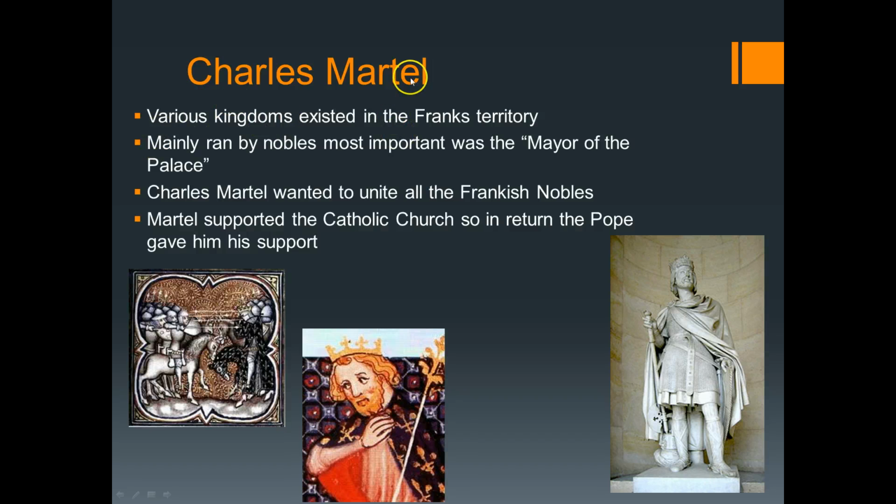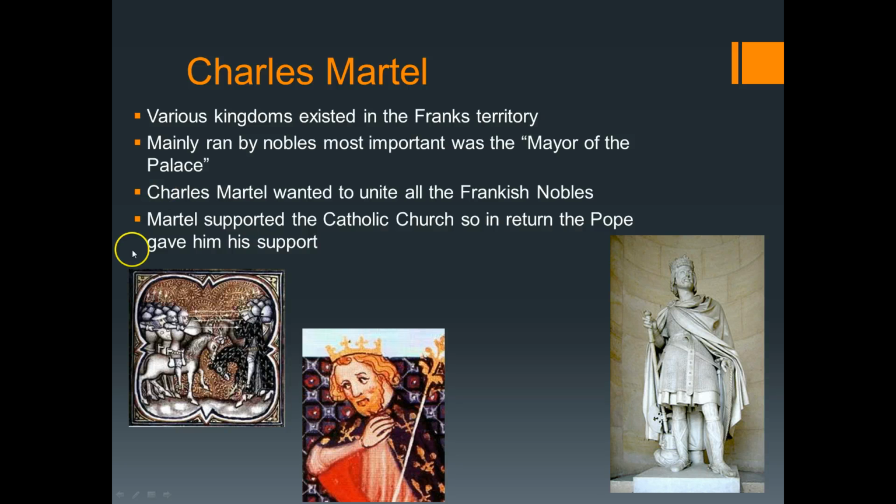Charles Martel. And it always reminds me of an old WWE, or actually back when it was WWF, wrestler. But anyway, he was a historical figure. Various kingdoms existed in the Franks territory, and were mainly run by nobles. And the most important of these was the mayor of the palace.